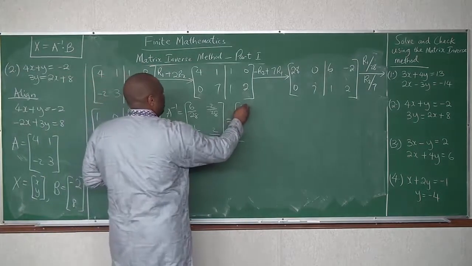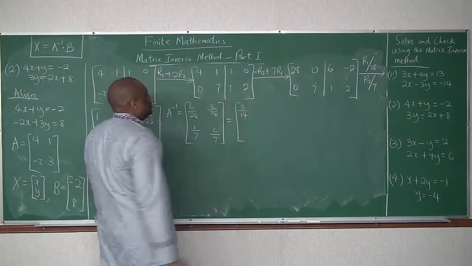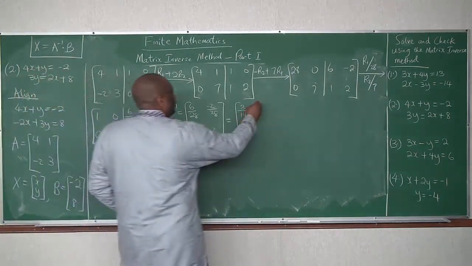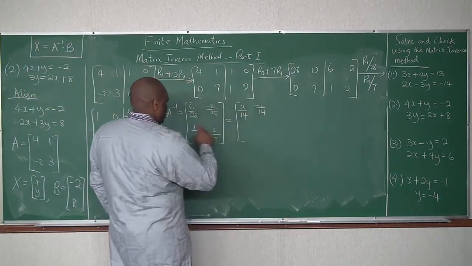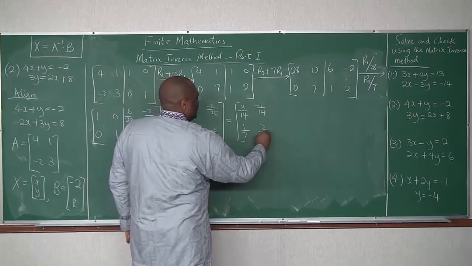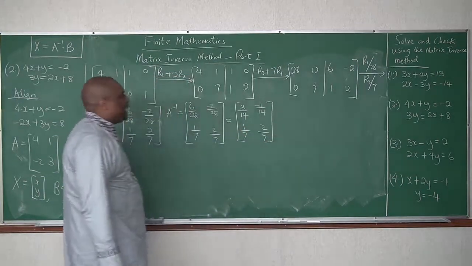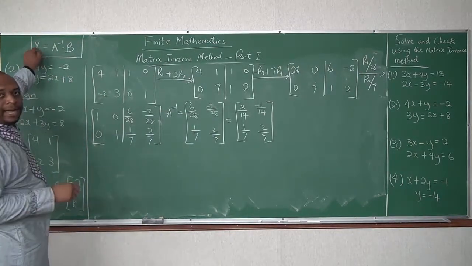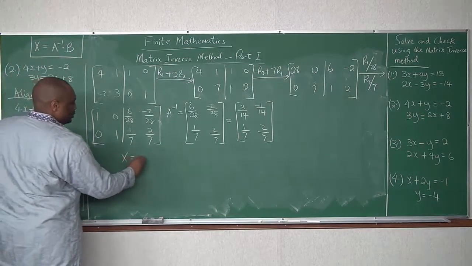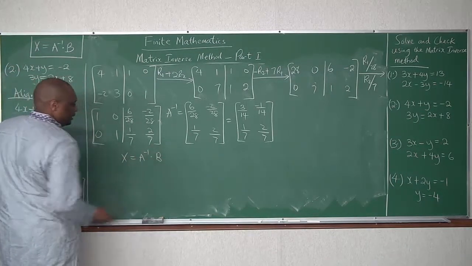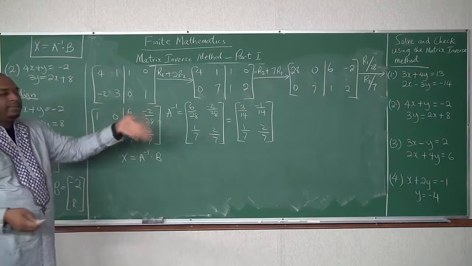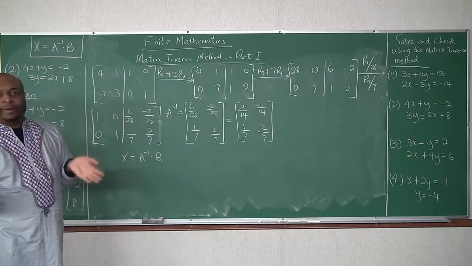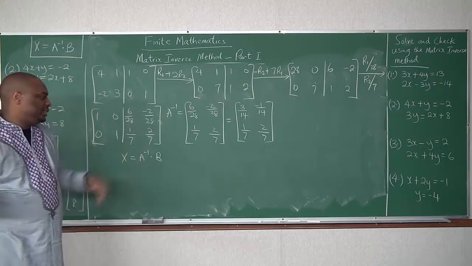3 over what? 14, right? 6 divided by 2 is 3, 28 divided by 2 is 14. Negative 1 over 14. 1 over 7 and then 2 over 7. So this is my A inverse here. Now, what is the next thing I do? I apply this formula. X is equal to A inverse times B. Of course, this will always be conformable, right? Once you do it right, it will always be conformable.